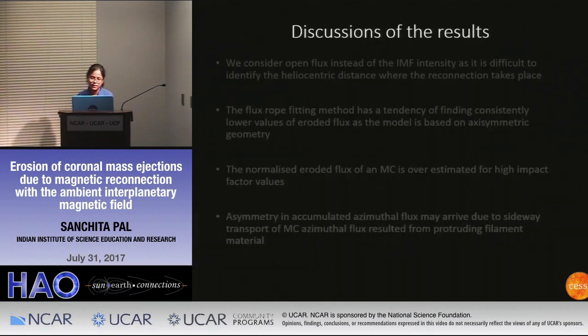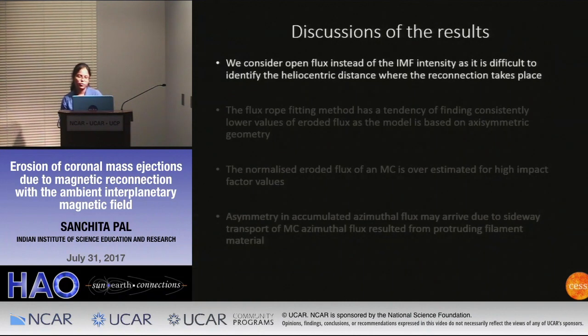Now I will discuss our result a little bit. First, we considered open flux instead of IMF intensity because it is really difficult to identify at which heliocentric distance the erosion has started. People have different opinions: someone, with a single event, said it started 54 hours before, and some people, as I have told, say it started around 0.3 AU. So it is not clear. That's why we have not gone into that controversy, and we have taken only the open flux, as the heliocentric distance effect is not there.